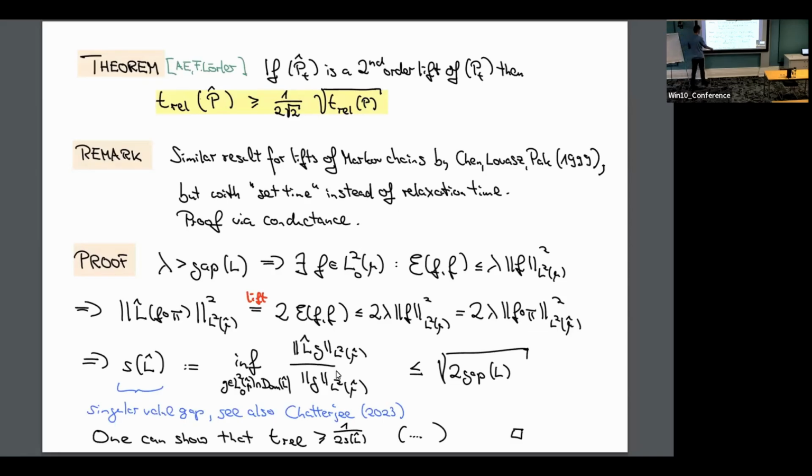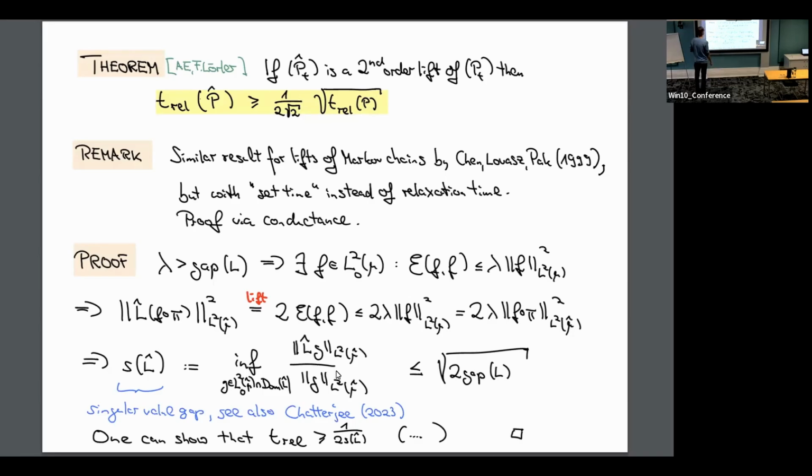And interestingly, again, in this paper by Chatterjee, he also introduced the singular value gap, and it's exactly the quantity that controls the ergodic averages. For us, it's not really the same. We just use it for this bound here, just for the upper bound on the relaxation times. Okay, and if one has this, then one can show that the relaxation time.